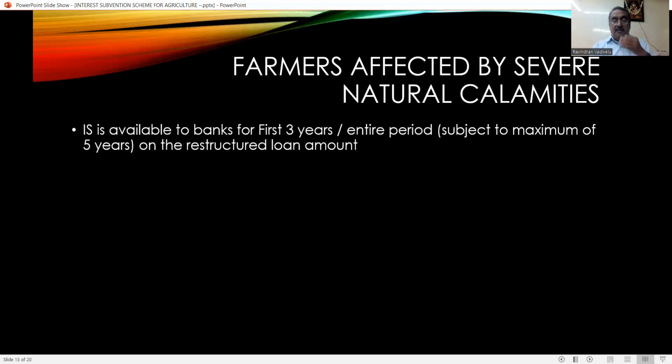then interest subvention is applicable for the first 3 years, up to a maximum of 5 years. So they can go up to 5 years, but everything has to be approved by the RBI on the restructured loan amount. For the restructured loan amount, the same condition applies, from the date of sanction to the date of repayment, you charge the IS, interest subvention. So IS is available for the first 3 years; suppose in the loan restructuring they are given only 2 years, then only for 2 years, but they can go up to 5 years on the restructured amount.